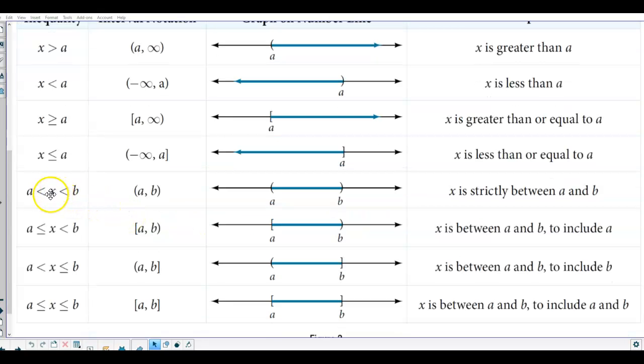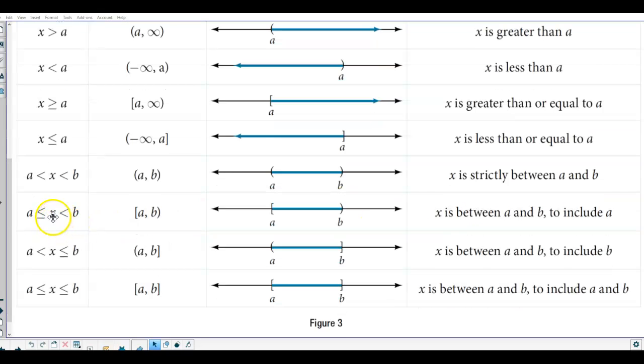Next here we have x is going to be in between a and b, excluding a and b. So we have parenthesis a, comma, b parenthesis. So that means you have parenthesis in all the values that are in between a and b. x is strictly between a and b.